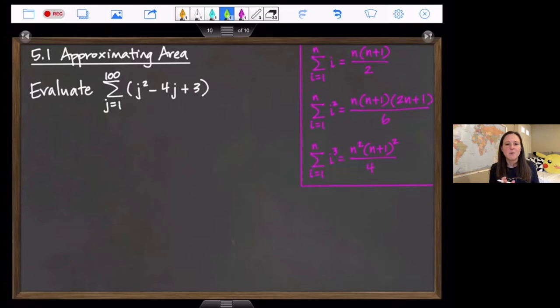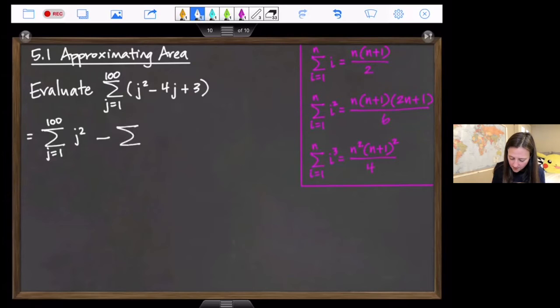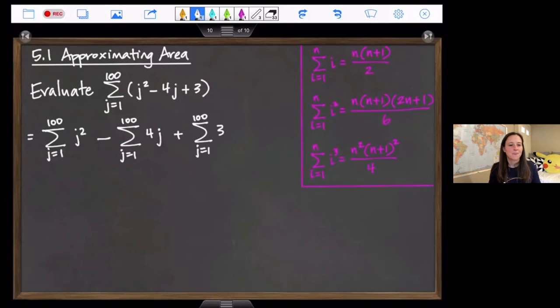All right, so I'm going to remember that sigma notation distributes over addition and subtraction. So this means that I can break this problem up into the sum j equals 1 to 100, j squared, minus the sum j equals 1 to 100 for j, plus the sum j equals 1 to 100, 3. In just a second, I'm going to show you what these pink box formulas are good for, but first I'm going to rearrange a couple more things.